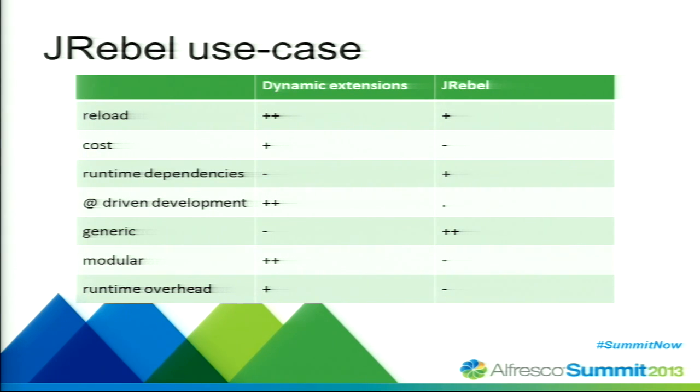Then runtime overhead. We can use dynamic extensions for development, but in my opinion, it can also be useful for production. Unlike JRebel, you don't have the overhead of having to watch your source code all the time. Actually, the overhead is almost none when you're running dynamic extensions. It's only installing the extension that takes time, but executing the code within is just as fast as any other Java code.